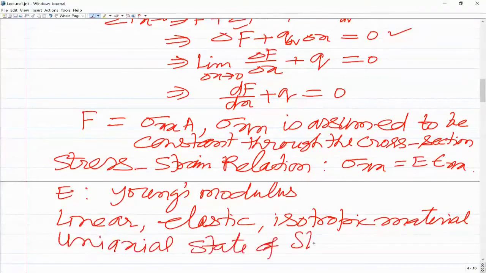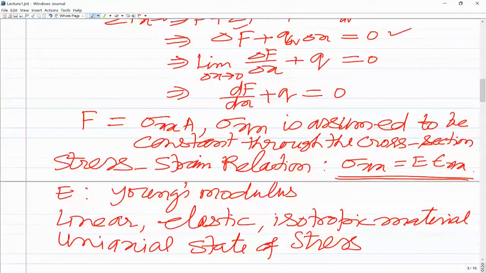So, Sir, under these assumptions, you are able to write this. Sir, you have written that sigma xx is assumed to be constant throughout the cross section area. That means that sigma xx does not have any component along the y and z direction of that plane, the yz plane. Sigma xx as such is the stress component along the x direction, so it doesn't have any component as such. So that's why it is constant in those directions.